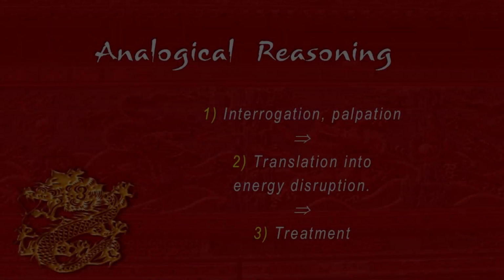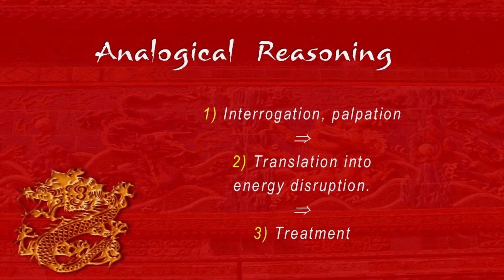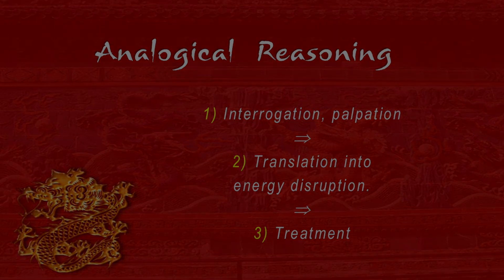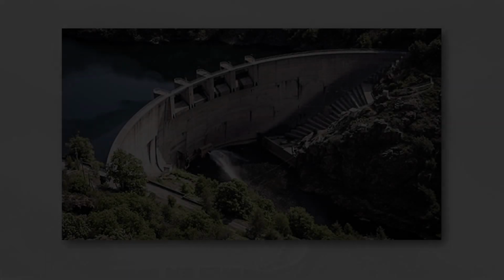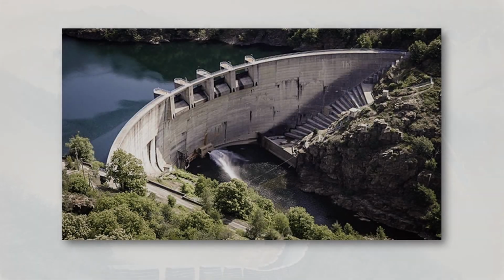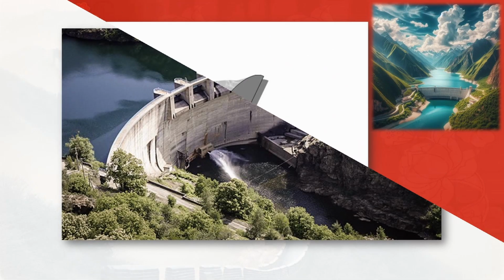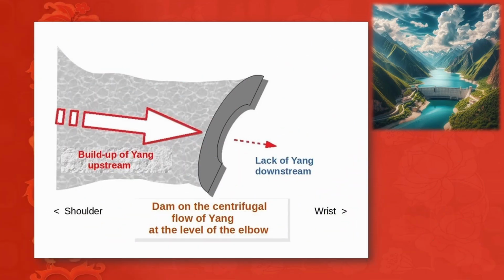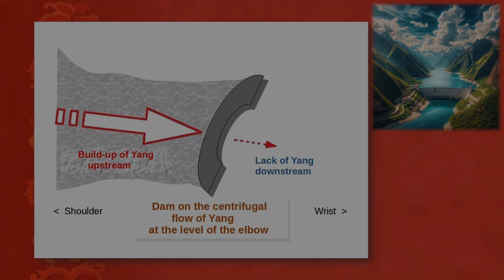But we first translate the symptoms into energetic disturbances. And based on this energetic disturbance, we define the treatment, so the acupuncture point to stimulate. It's more illustrative to think of them as a dam on the flow of energy. Let's take, for example, a dam on the flow of yang energy. Let's take a dam at the level of the elbow as an example. At the level of the elbow, the flow of yang energy, which flows from the shoulder to the wrist, is blocked at the elbow.